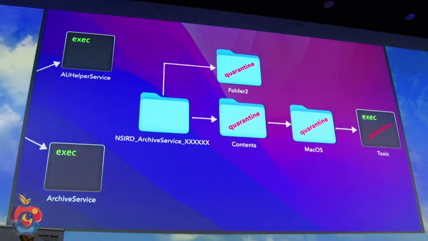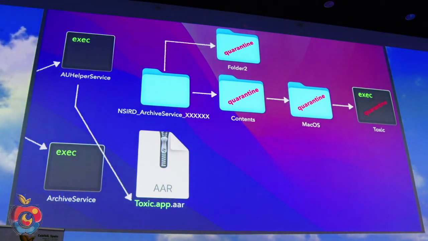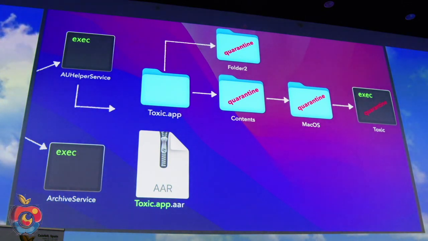AU Helper Service then takes over responsibility of renaming the temporary directory. Remember, it does this by looking at the original name of the archive that was opened and then removes the file extension. This is why we've chosen to put 2 file extensions on our archive. And the name that's going to be used for the renaming is toxic.app. And finally, it renames, and we have our malicious application with no quarantine attribute attached to it.